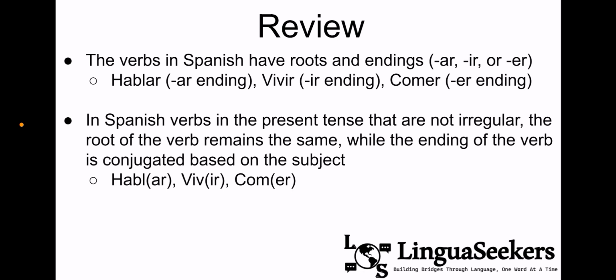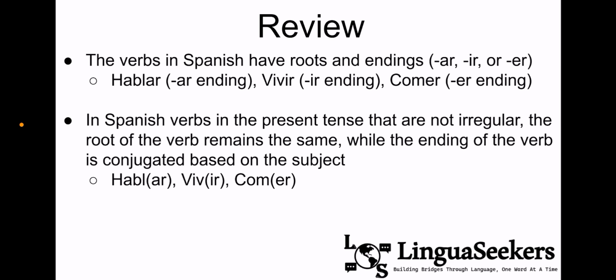Today we'll be learning about the present tense irregular conjugations. So let's do a review of the verbs first. The verbs in Spanish have roots and endings. The endings are one of three: AR, IR, or ER, whereas the roots are distinct for each verb. Hablar, which means to talk, has an AR ending, vivir, or to live, has an IR ending, and comer, or to eat, has an ER ending.